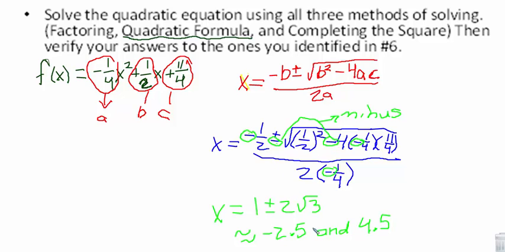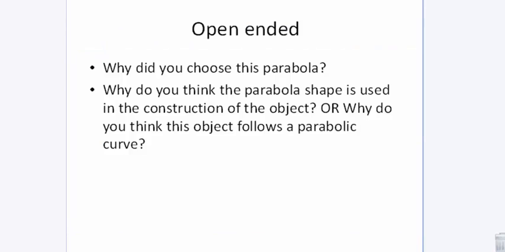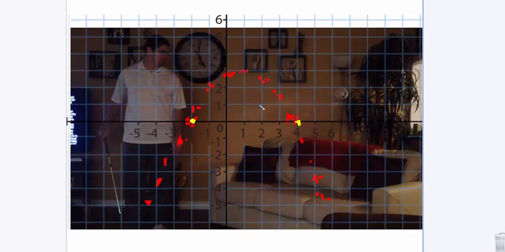The one thing I want you to know is this. Look at my answers, negative 2.5 and 4.5. These are supposed to represent my x-intercepts. Anytime I solve a quadratic equation, I am finding the x-intercepts. So if I go back to my graph, notice, remember I got -2.5.